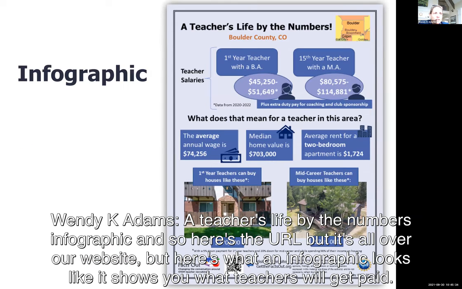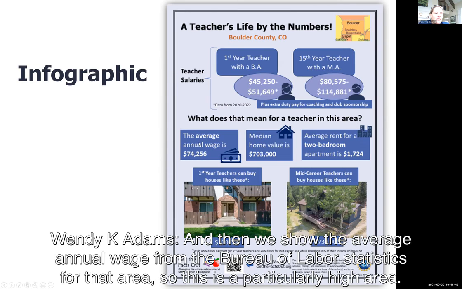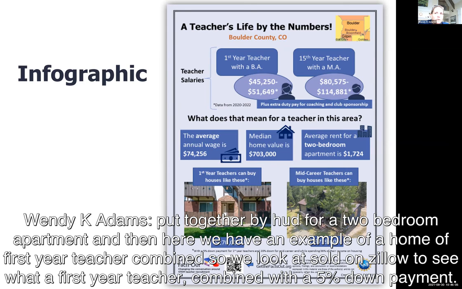But here's what an infographic looks like. It shows you what teachers will get paid in your county. We do it by county: as a first-year teacher with no experience, as a 15th-year teacher with a master's degree. And then we show the average annual wage from the Bureau of Labor Statistics for that area. So this is a particularly high area. Normally, this is going to be in the high 40s to 50s. The median home value in that county, so again, a high area. And the median rent. This is the fair market value rent put together by HUD for a two-bedroom apartment.